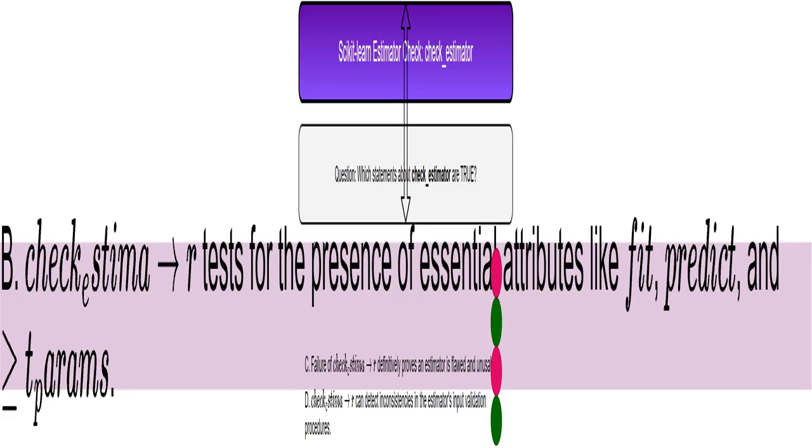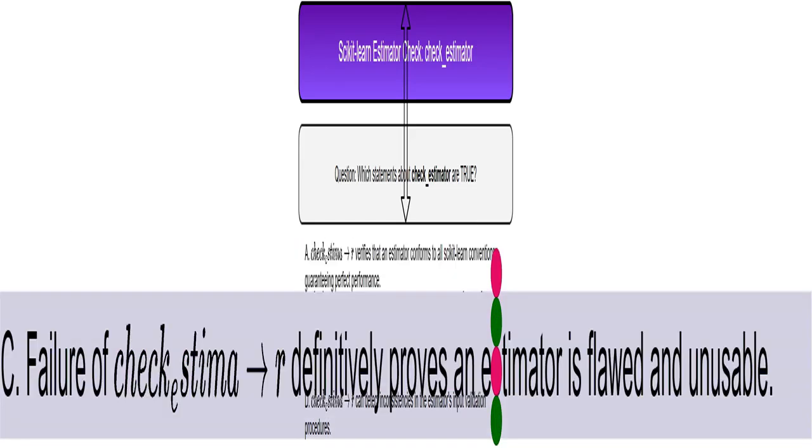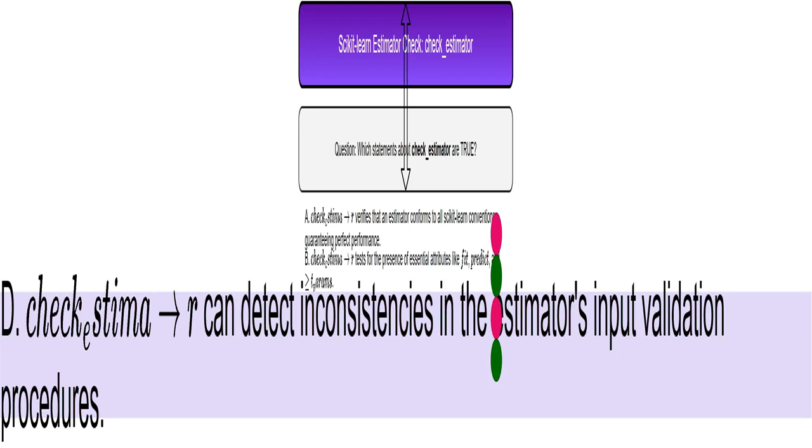CHECKESTIMATOR confirms that the necessary functions, FIT for training, PREDICT for predictions, and GETPARAMS for settings, exist in your custom estimator. These are essential for any scikit-learn model to work correctly. Incorrect. A failed check suggests potential problems, but it doesn't automatically mean the estimator is unusable. The problems might be minor and easily fixed. It is simply a warning sign for further investigation. Absolutely true.